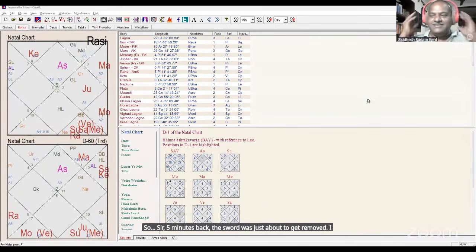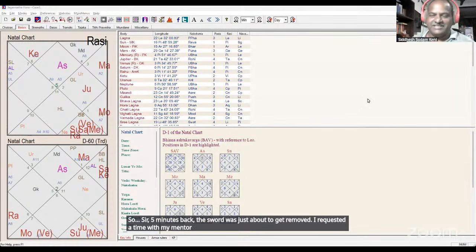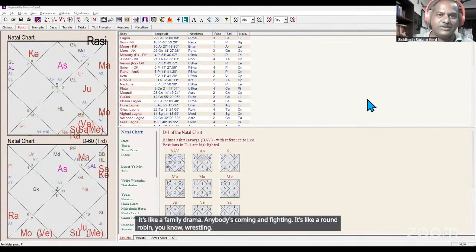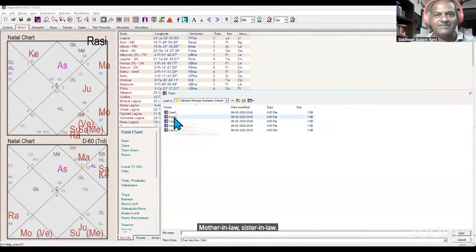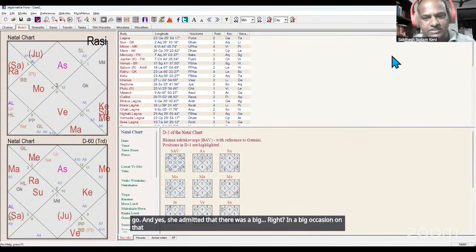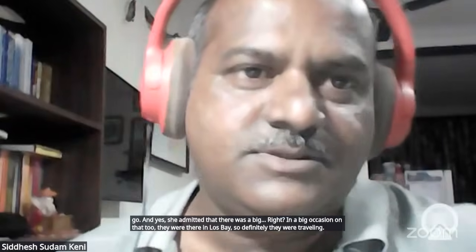I requested that I'm with my mentor, I'm working on that chart. And whatever she said, it's like a family drama. Anybody is coming and fighting. It's a round robin, wrestling. Mother-in-law, sister-in-law, brother-in-law, anybody can come fight and they go. And yes, she admitted that there was a big fight on a big occasion, and that too they were at the in-laws' place. So definitely they were traveling. So she confirmed that.